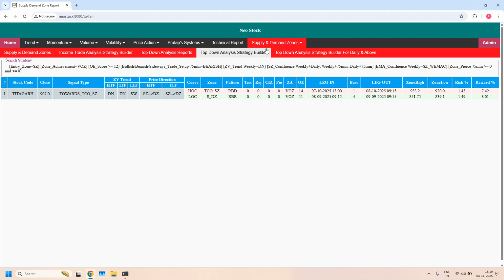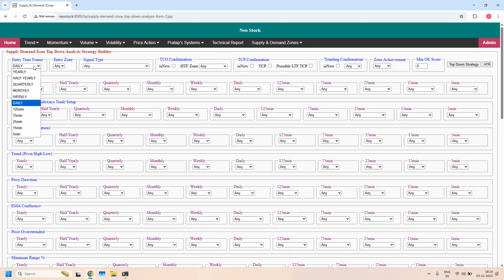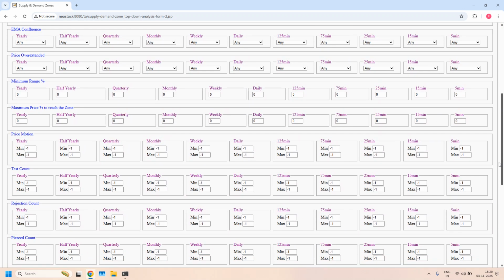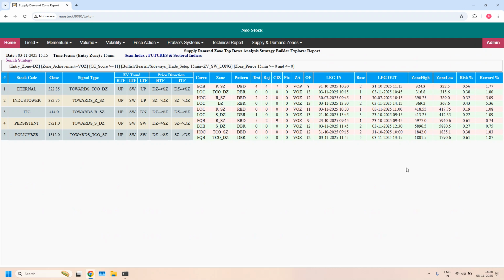Okay, next let us generate daily income trade reports. Entry time frame 15 minutes, entry zone is demand zone. Here at 15 minutes, I am selecting sideways long, zone achievement VOZ, minimum odd enhanced score 11, and the 15 minutes demand zone should not be pierced. So in the pierced count parameter, 15 minutes time frame, minimum value 0, maximum value 0. That means the 15 minutes demand zone is not pierced. So 5 stocks are filtered.